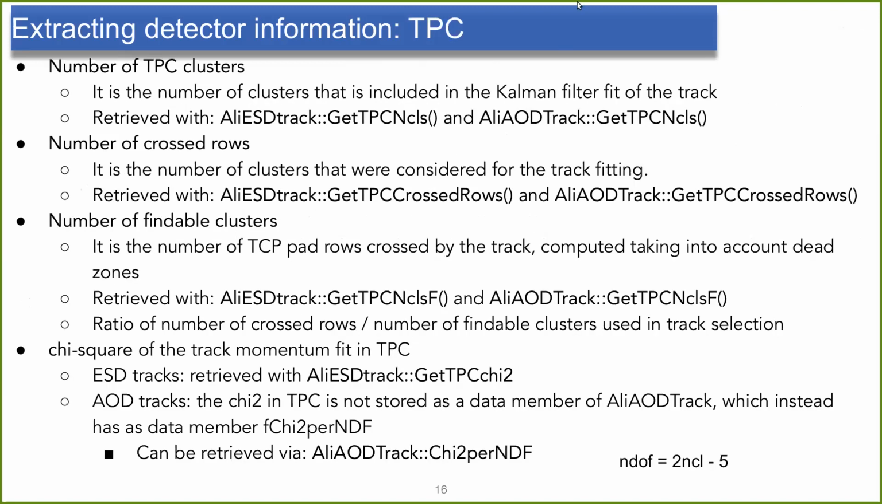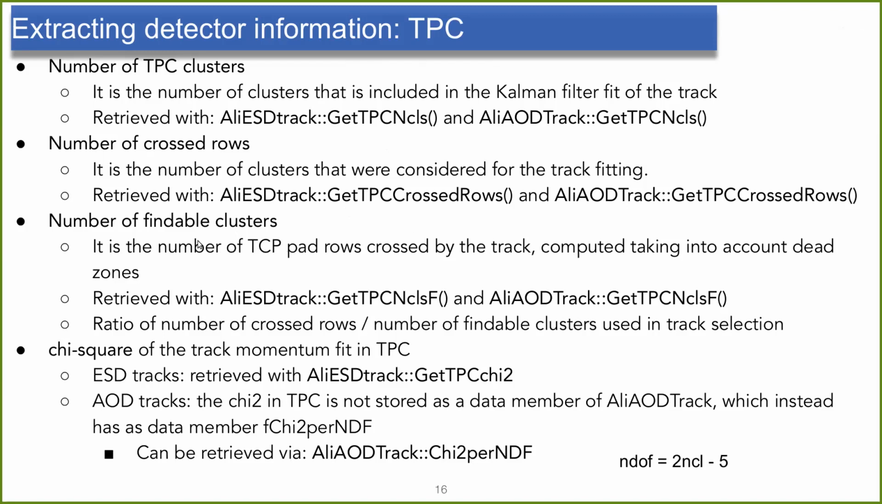Now let me go to the TPC, and how one can extract some information from it. One can extract the number of TPC clusters by calling GetTPCNcls, at both the ESD and AOD track level. This gives you the number of clusters included in the Kalman filter algorithm during the reconstruction of your track. Then you can also get the number of crossed rows by calling GetTPCCrossedRows in both ESD and AOD.